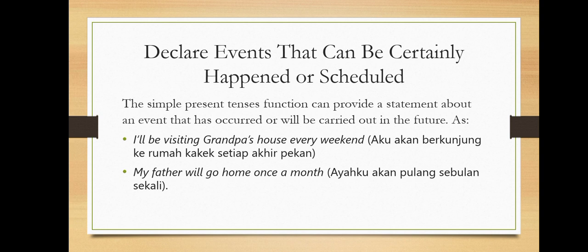Declare events that will certainly happen or are scheduled. The simple present tense can provide a statement about an event that has occurred or will be carried out in the future. As I will be visiting grandpa's house every weekend. Aku akan berkunjung ke rumah kakek setiap akhir pekan. My father will go home once a month. Ayahku akan pulang sebulan sekali.